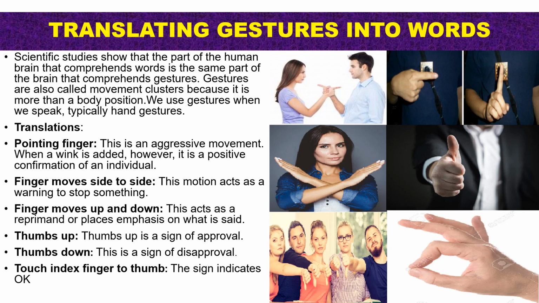Okay, so up and down movements carry emphasis or disapproval. The thumbs up is a sign of approval. Thumbs down is a sign of disapproval. Touch index finger to thumb. The sign indicates okay. Touching the index finger to the thumb is a sign that indicates okay. So, I agree with you. Okay, I'm just saying okay for that incident. Okay, this is the gesture translation.